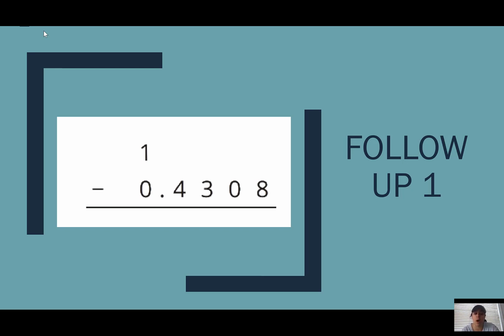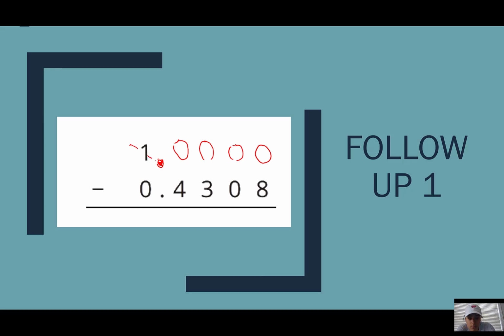So the first question is 1 minus 0 and 4,308 10,000ths. So this is a tricky one because I wanted you to remember that when you have all these numbers that do not have spots, digits in them, you have to put zeros. So now we can subtract. You can't take 8 away from 0. You can't take 0 away from 0, 3 away from 0, 4 away from 0. So we got to start by decomposing from the 1.